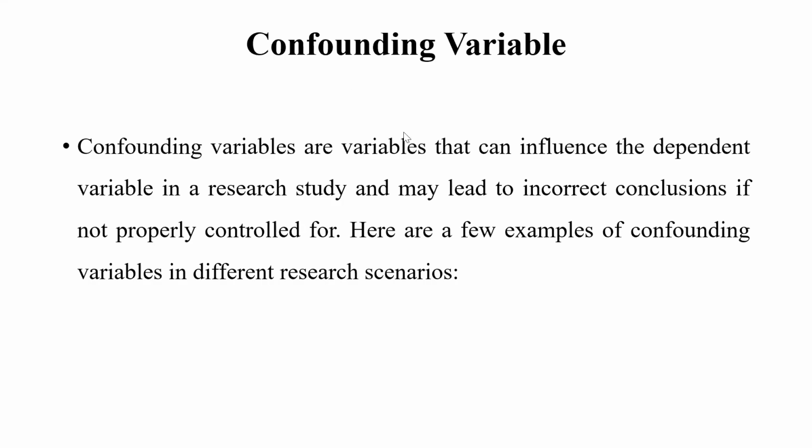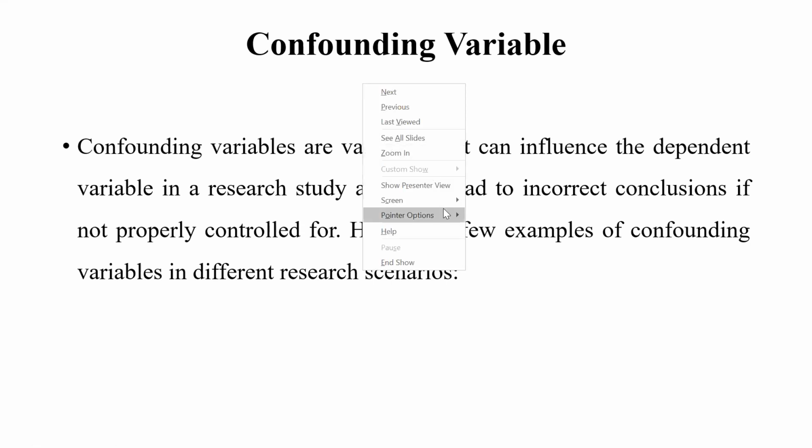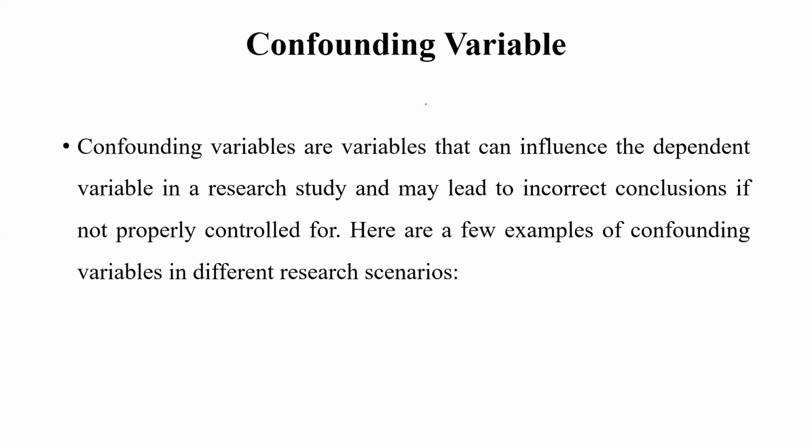So whenever we used to talk about independent variable, dependent variable, so there is one factor which is known as confounding variables. Independent variable, dependent variable. So there is one another confounding variable. So we need to understand what is the confounding variable.